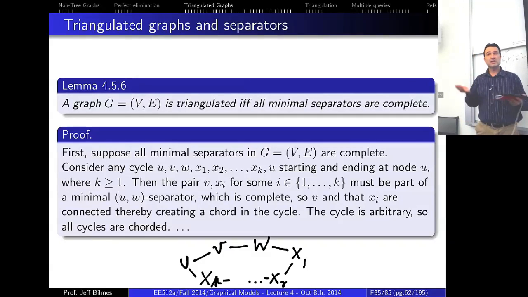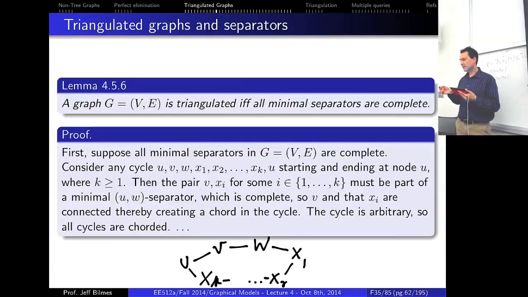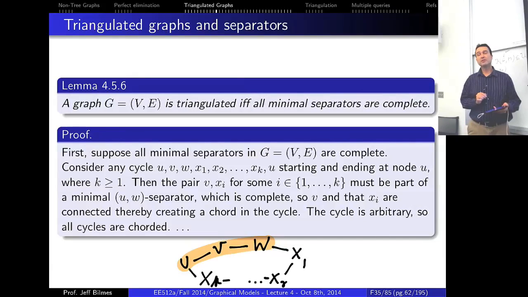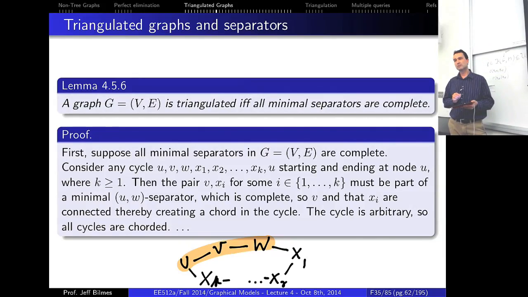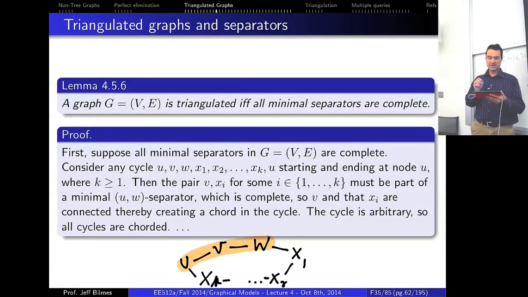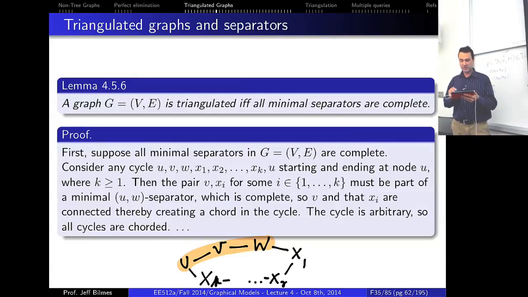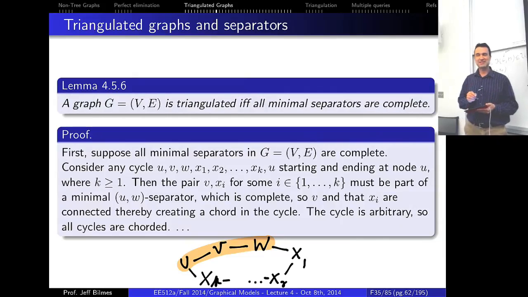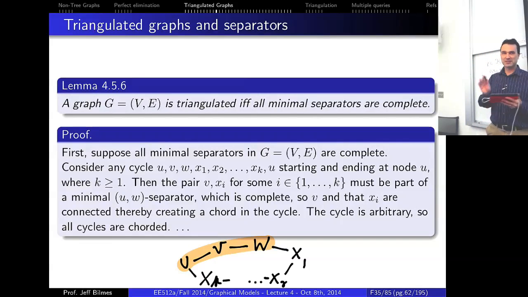Now, basically, we're assuming that all minimal separators are complete. So we're thinking about minimal UW separators, right? So V must be part of a UW separator, right? Because if we don't have V in the UW separator, then there's a path between U and W. So another possible path between UW, by the way, that was unintentional, calling this UW.